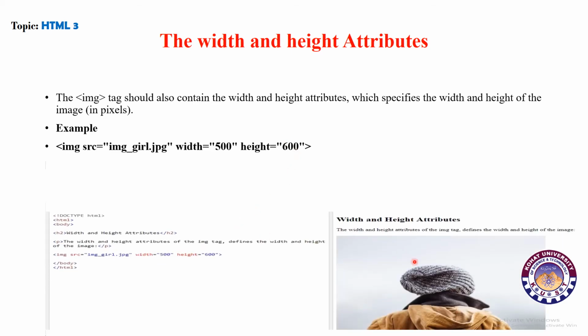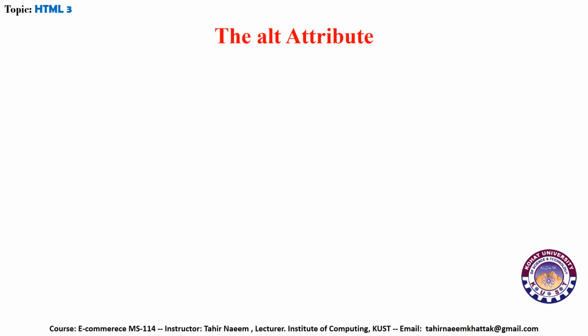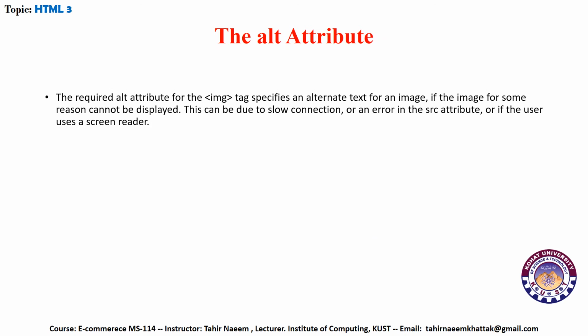Look at this. You can increase the width or you can increase the height. You can decrease the width or height as necessary. The alt attribute is required for the image tag and specifies the alternative text for the image. If an image for some reason cannot be displayed, this can be due to a slow connection or an error in the src attribute, or if the user uses a screen reader, this alt attribute will be shown.